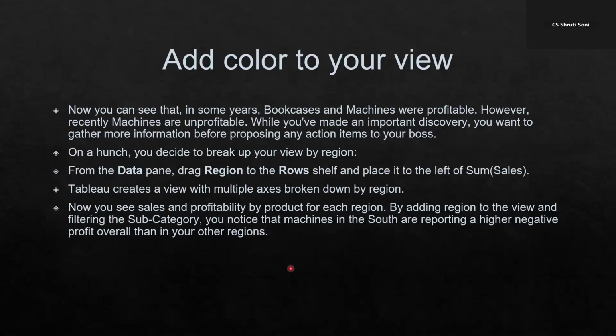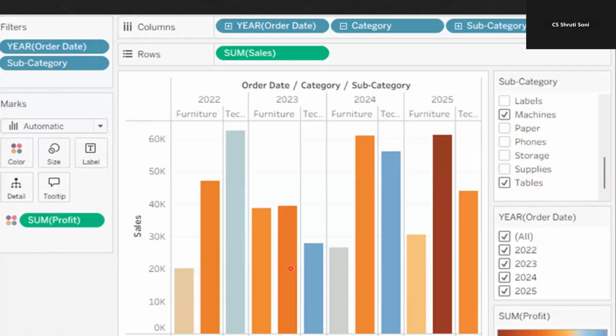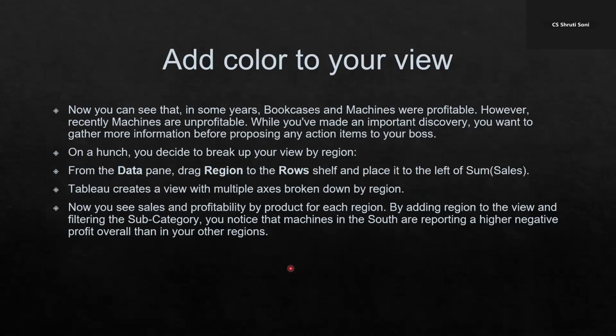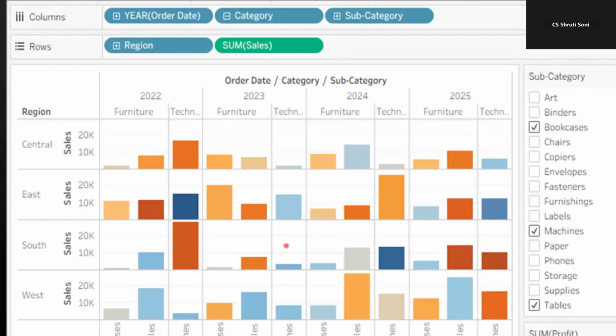Now you can see that in some years bookcases and machines were profitable. However, recently machines have become unprofitable. On a hunch, you decide to break your view down region by region. So again, you drag Region to the Rows shelf and place it to the left of Sum. A view is created like this. With this, you've created a much more detailed yet very concise picture of what you wanted to analyze, right?